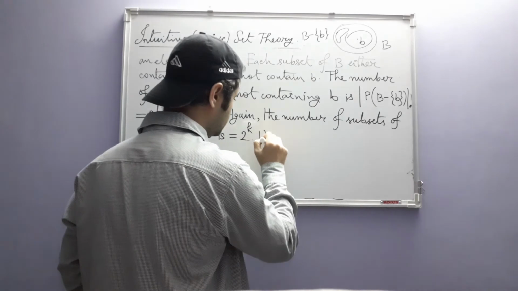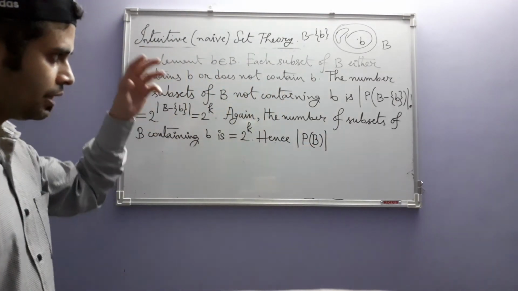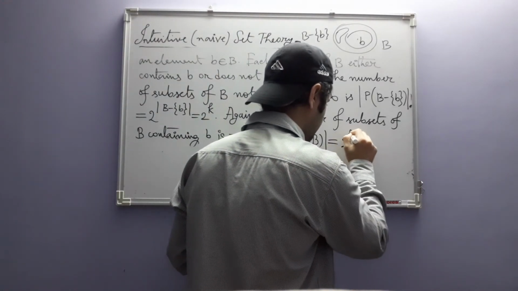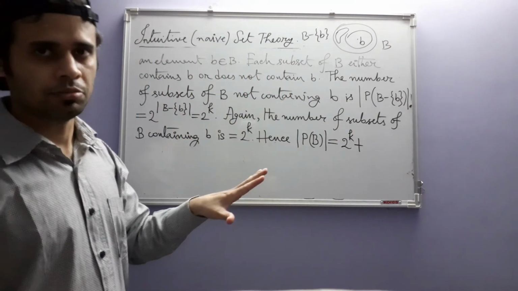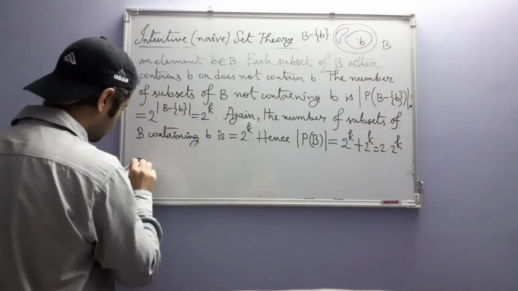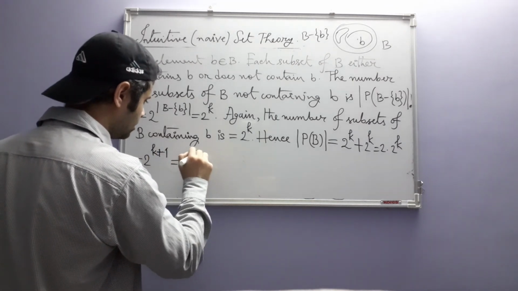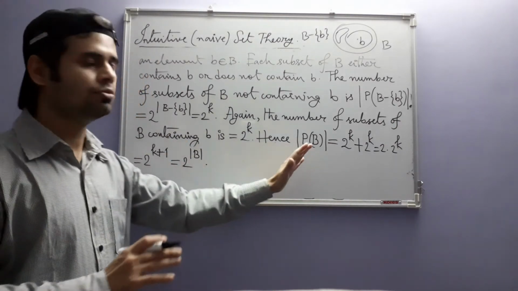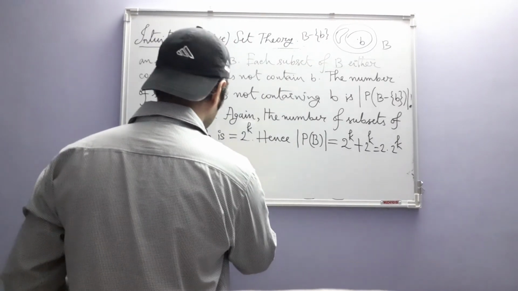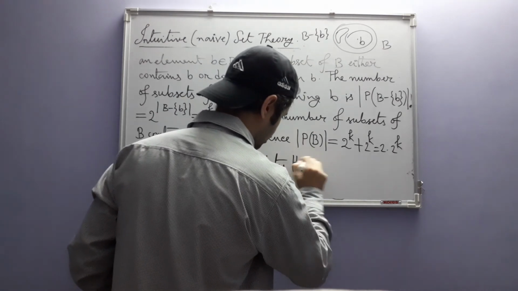Hence, the cardinality of the power set of B is equal to the number of those subsets which do not contain b, 2 to the power k, plus those which do contain b, 2 to the power k, which is 2 times 2 to the power k, or 2 to the power k plus 1, and k plus 1, if you recall, is nothing but the cardinality of B. So we have proved this where B is a finite set having k plus 1 elements. This completes the induction.